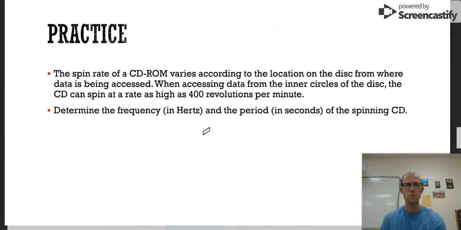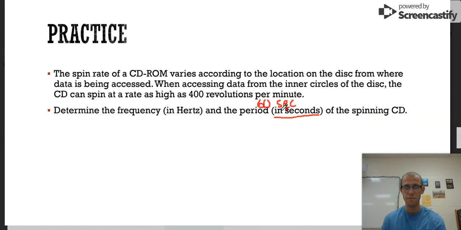All right, next problem. The spin rate of a CD-ROM varies according to the location on the disk from where data is being accessed. When accessing data from the inner circles of the disk, the CD can spin at a rate as high as 400 revolutions per minute. Determine the frequency and the period in seconds of the spinning CD. So first, we need to make sure we do things in seconds. So first, let's figure out 400 revolutions per minute. That's really 400 revolutions per 60 seconds.